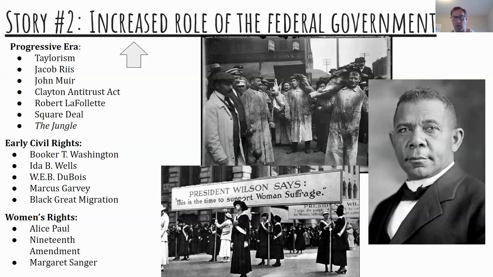So progressives want to do a number of things. They want to regulate business. They want to protect consumers. They want to also create more efficiency, and that is all part of the progressive ideals. So what comes out of that? It starts with the muckrakers who are identifying these problems.